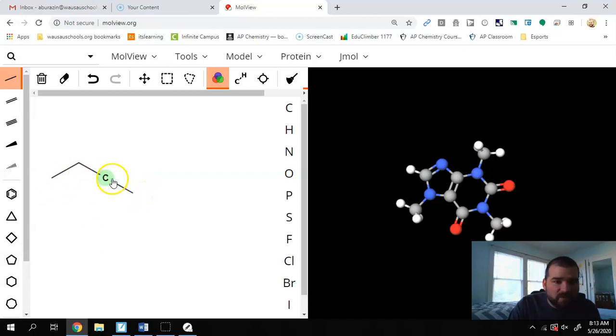So 1, 2, 3, 4, 5, 6 carbons. I should have 6. 1, 2, 3, 4, 5, 6. Perfect. And I'm going to make a triple bond right there. So I have my 6 carbons, 1, 2, 3, 4, 5, 6. I have my triple bond on the third carbon, 1, 2, 3. That's where it starts. And I'm showing the appropriate bond angle. So this is a better structure.